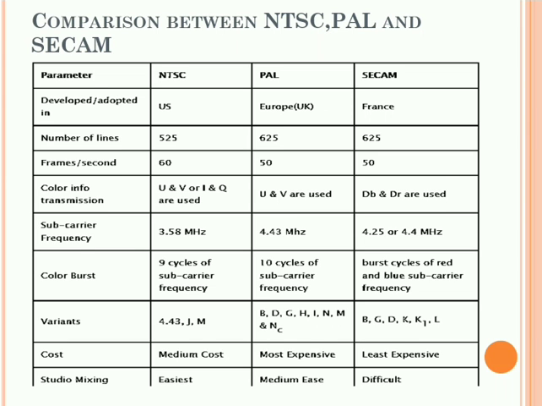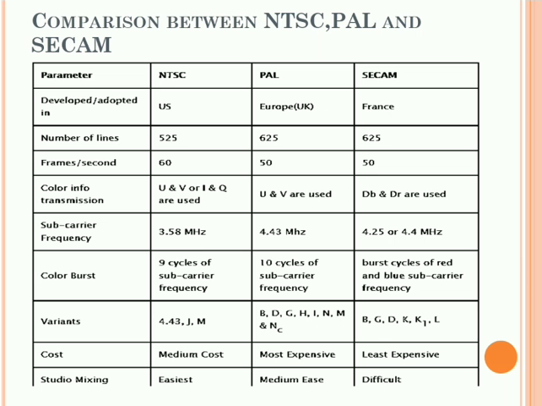Next we have receiver controls. In the NTSC system we can control brightness, contrast, saturation, that is color, and tint or hue. In the case of PAL, we control only brightness, contrast, and color, that is saturation. But in the case of SECAM, we have only brightness and contrast control. This is all about the comparison of the NTSC, PAL and SECAM systems.